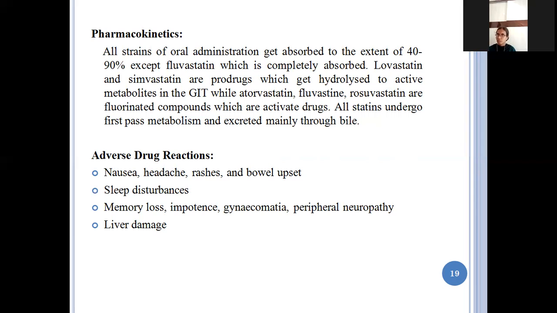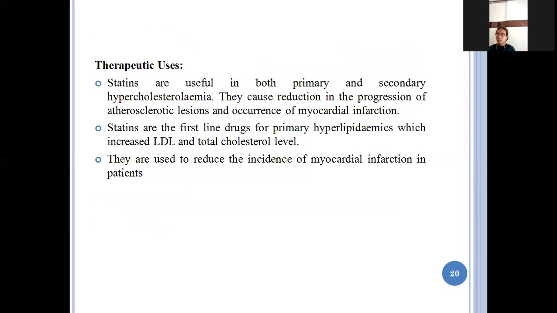Next, adverse reactions are nausea, headache, skin rashes, bowel upset, sleep disturbances, memory loss, impotence, liver damage, and peripheral neuropathy. So these are the adverse drug reactions. Next, uses. It is used in both primary and secondary hypercholesterolemia, and it can reduce the progression of atherosclerosis and the occurrence of myocardial infarction.